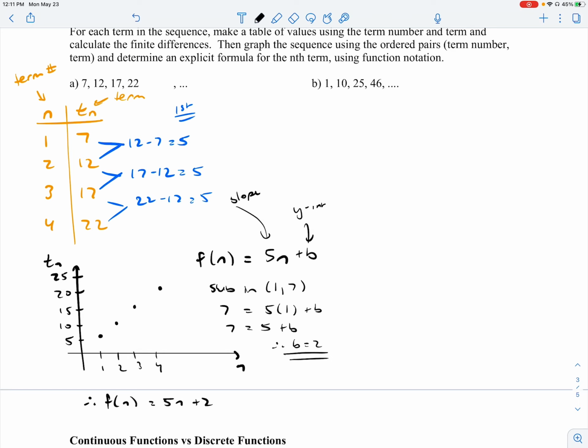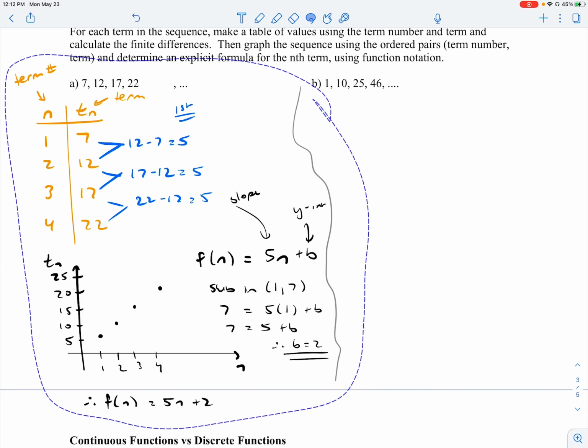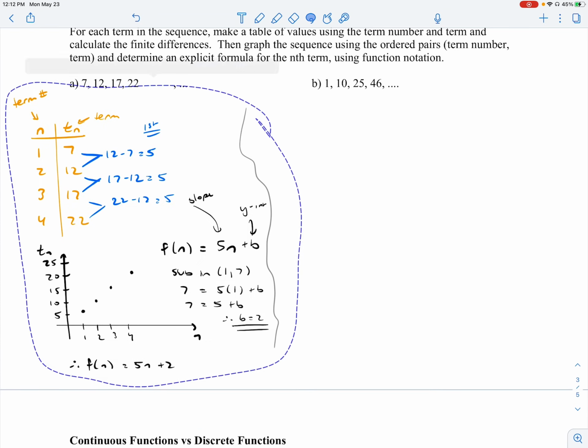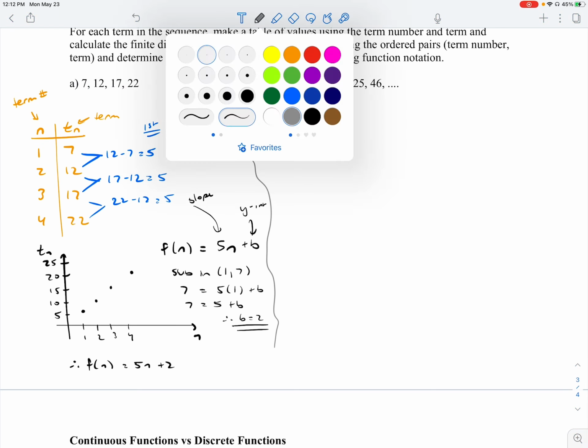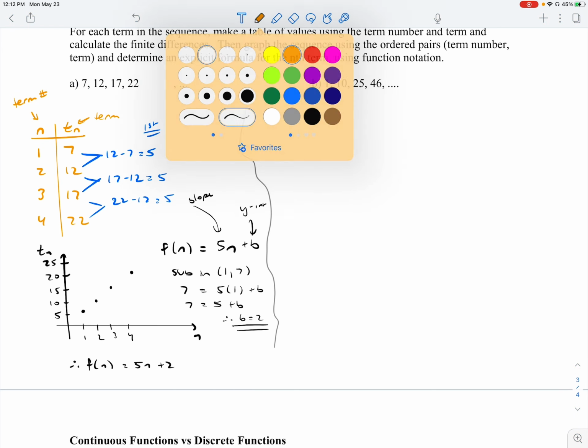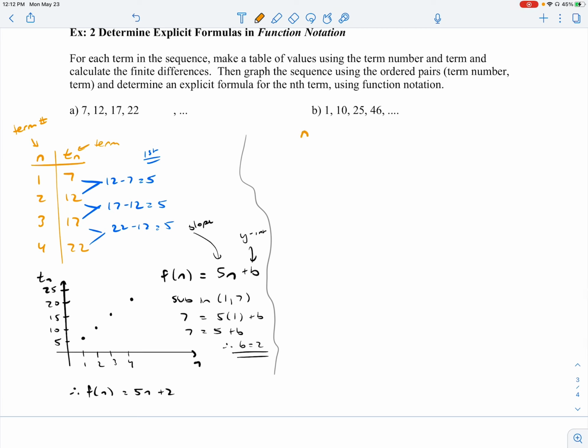Okay, let's try the next one. I'm just gonna create a little bit more space here. So let's start by doing the table of values. We'll have n for the term, and then t of n for the term value. So term number, and then the actual term itself. First term is 1, second term is 10, third term is 25, fourth term is 46.